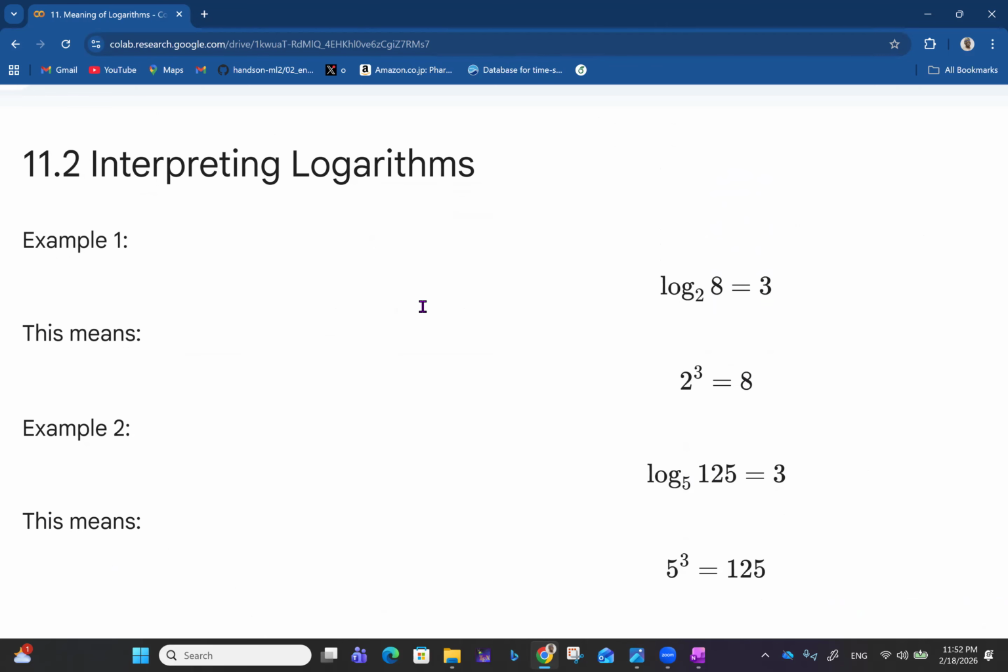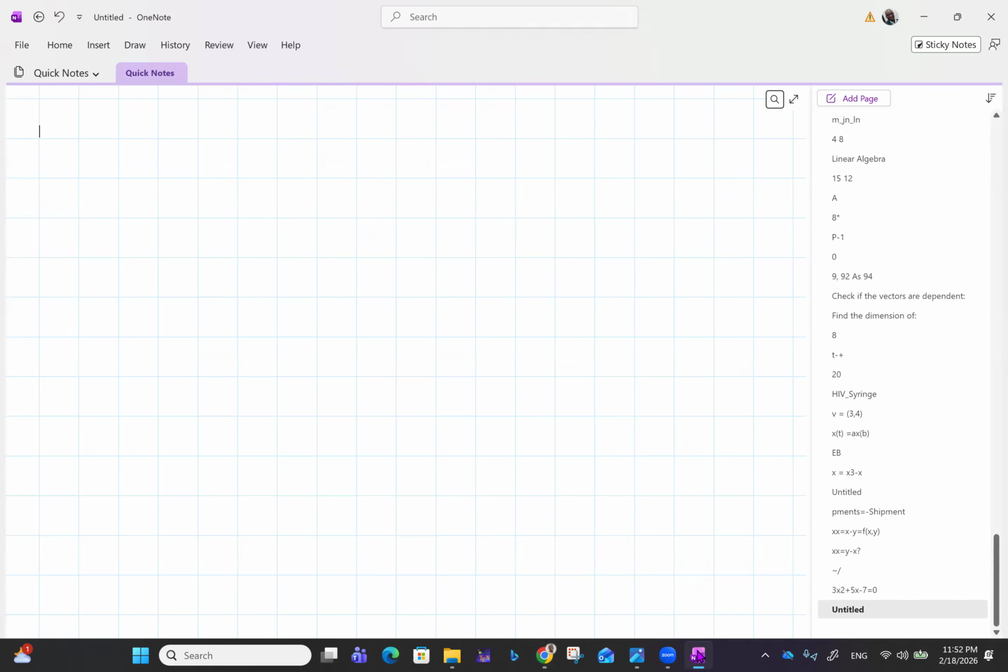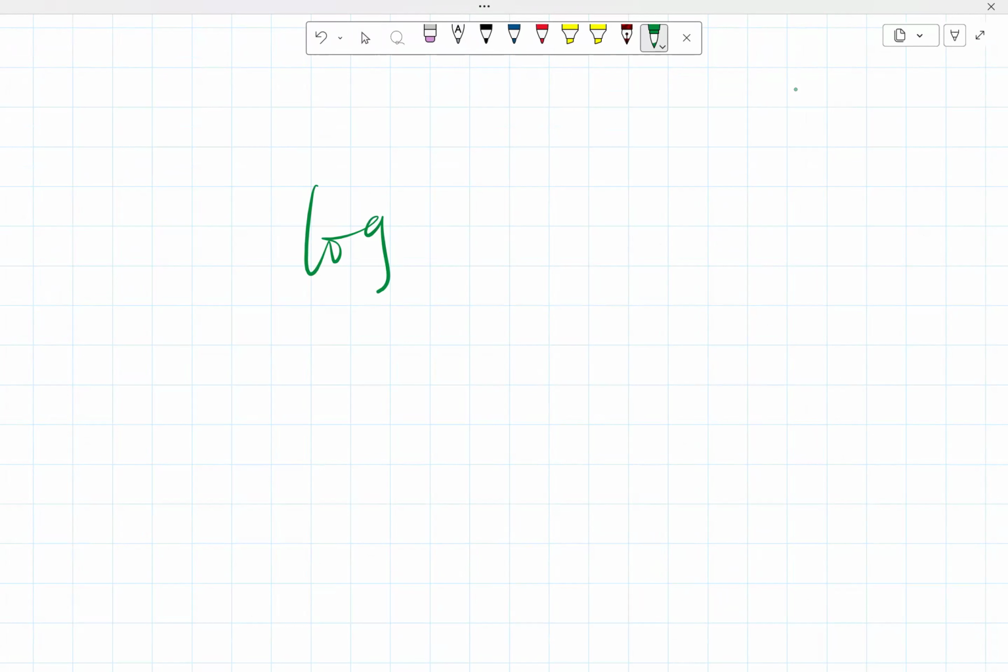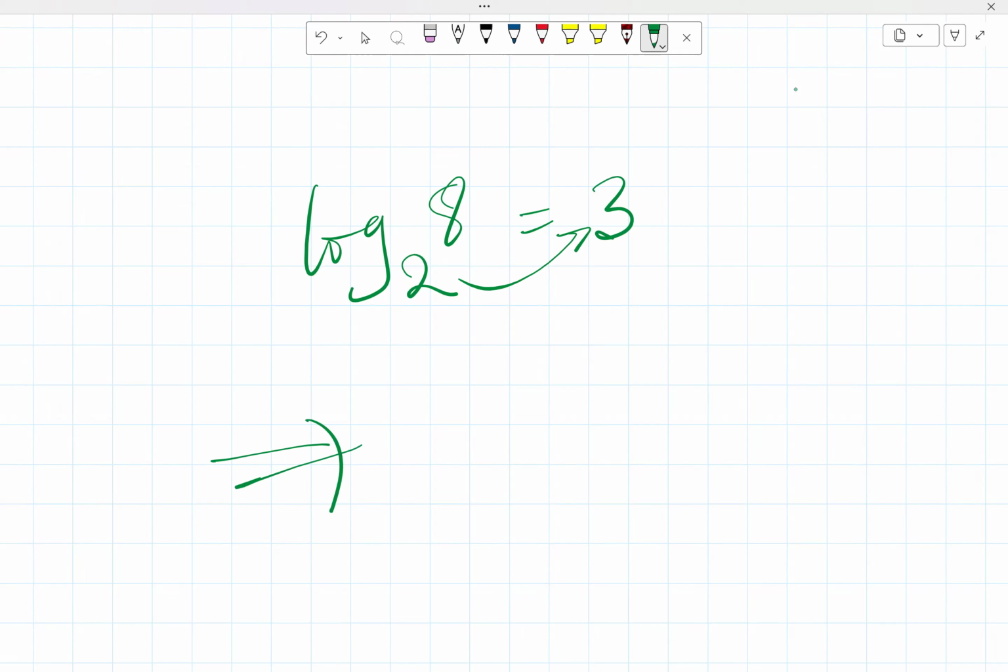So, interpreting logarithms. Example one, if you have log 8 to base 2 equals 3, I like to do it this way. That simply means this 2, which is the base, carries 3 on its head. So 8 is equal to 2 raised to power 3. Or that simply means 2 raised to power 3 is equal to 8.